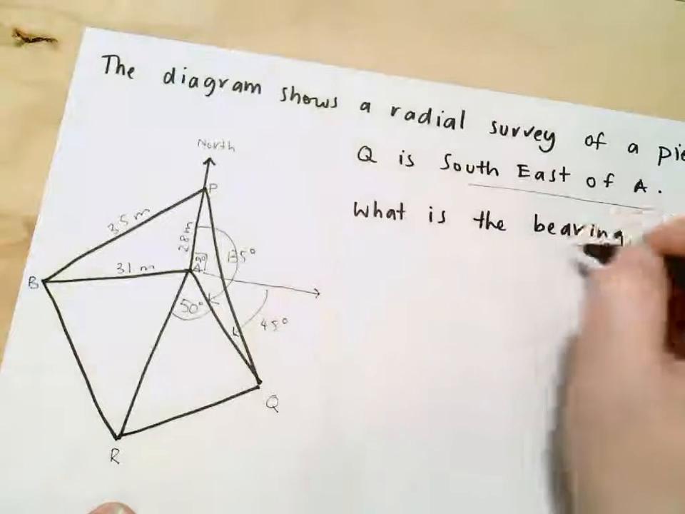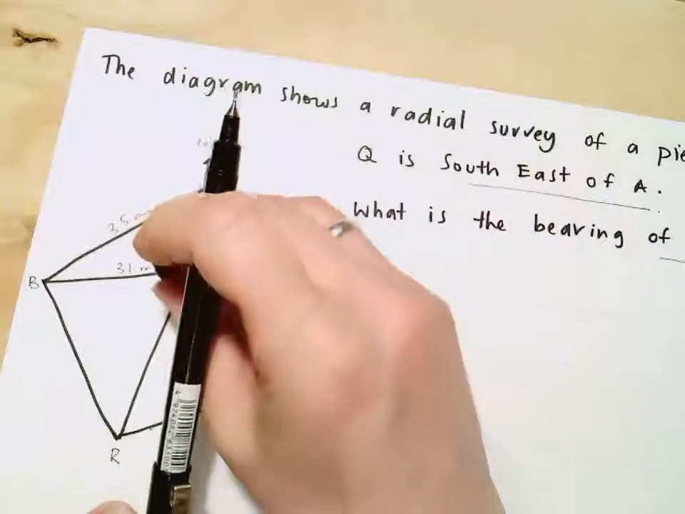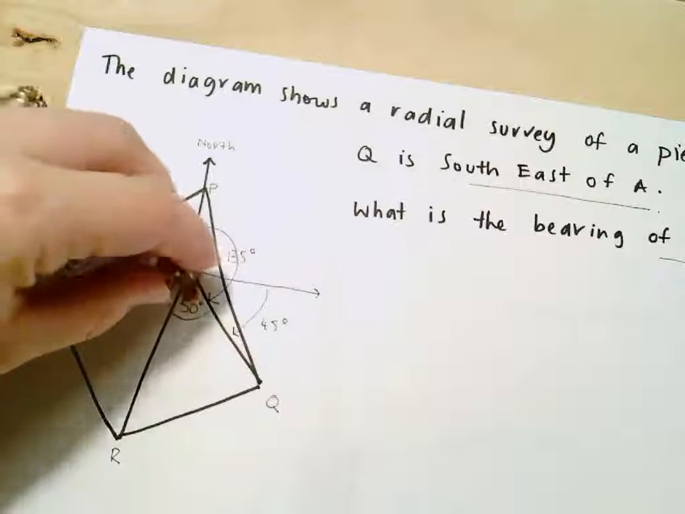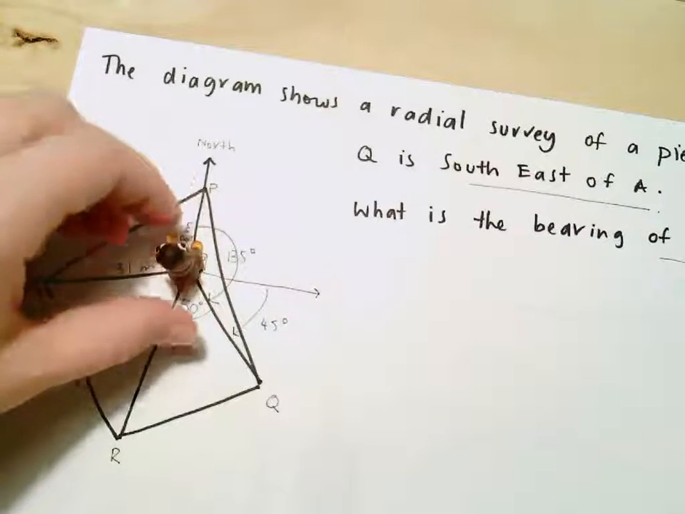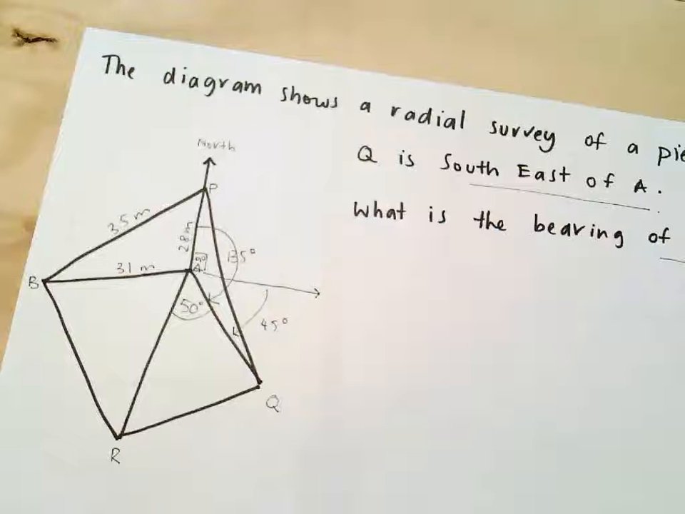So this question says, what is the bearing of R from A? So it's saying if I'm standing at A, how many degrees do I need to turn so that I'm facing R? So you guys have a go at that question. How many degrees would this little woofy guy have to turn in order to face R?